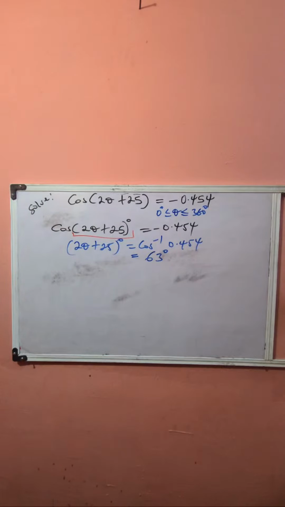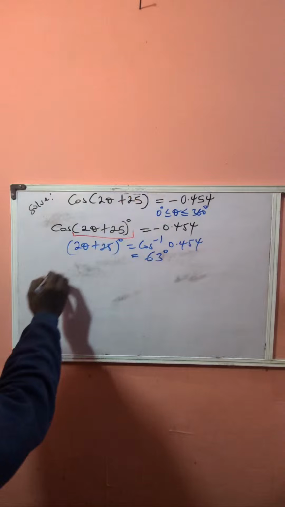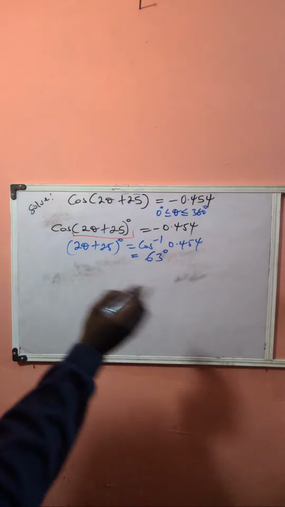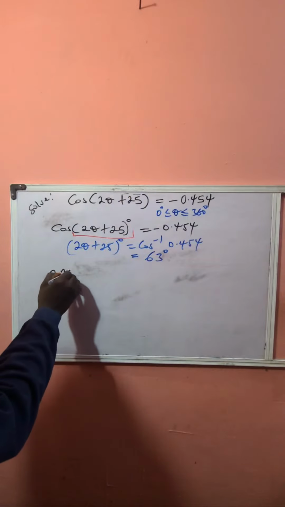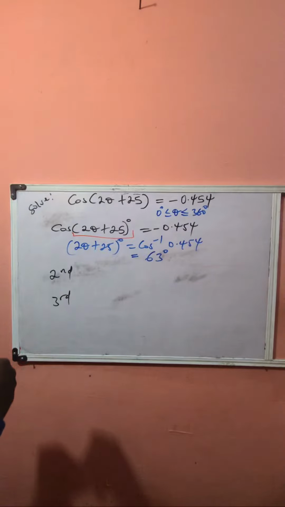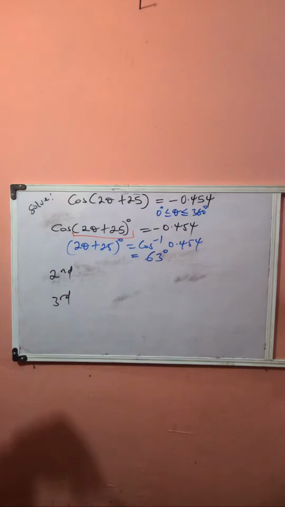So from your knowledge of the quadrant, where do you have cos being negative? Well, we have cos being negative in the second quadrant and the third quadrant. Cos is positive in the first and the fourth. So it's negative in the second and the third. So what's the rule that operates?